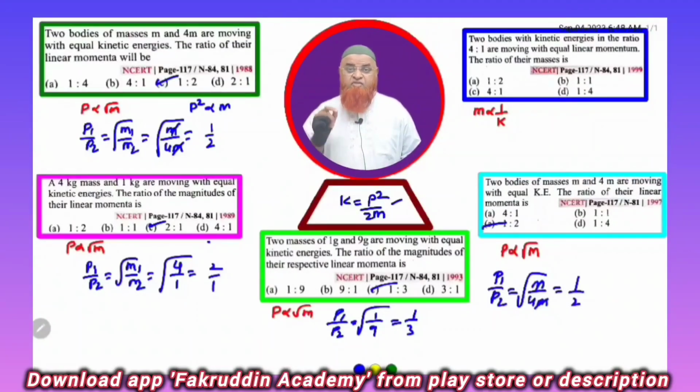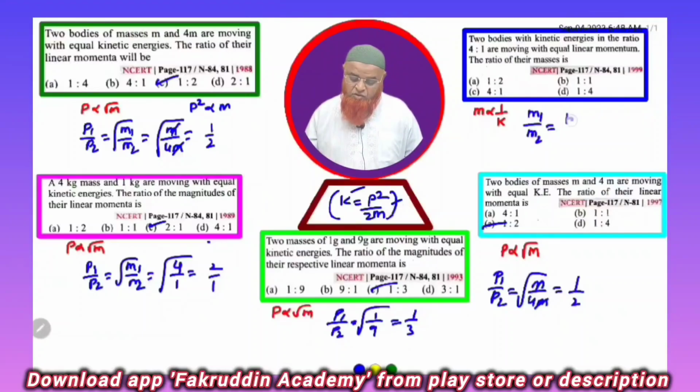If you want to find the relation between mass and kinetic energy, they are inversely related. Here, if you observe, mass and kinetic energy are inversely related. We can write this as m1 by m2 is equal to k2 by k1. So what is k2 by k1?